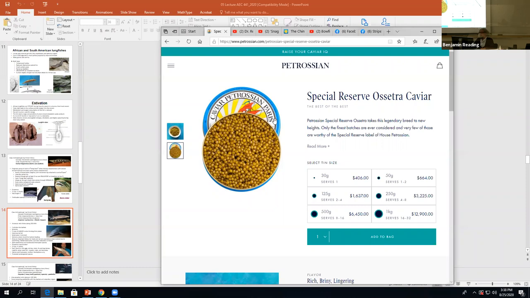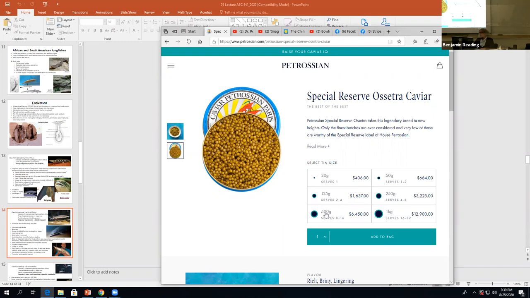Look at this. This little tin, 30 grams, serves one. $406. And this is what we call special reserve Ossetra. Ossetra is the Russian sturgeon, or also called the Persian sturgeon. And so Ossetra is the official product name for that. And that's Acipenser gueldenstaedtii.